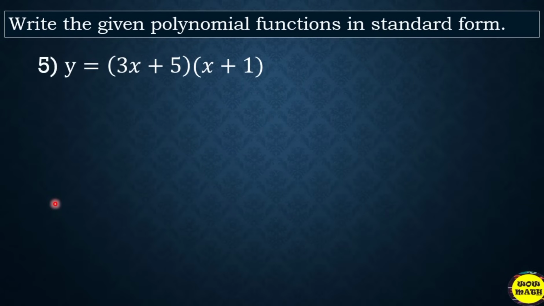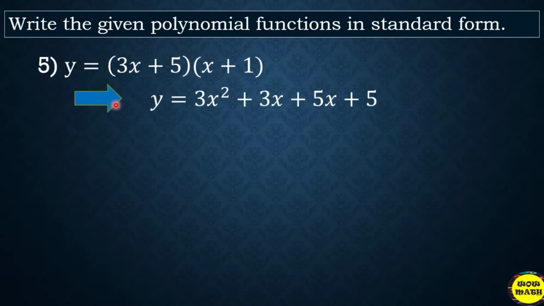Okay, I have here 3x plus 5 and then x plus 1. So, first step, multiply muna natin. 3x times x, 3x times 1. And then 5 times x, 5 times 1. So, you will get 3x squared plus 3x plus 5x plus 5. So, you will have 3x squared. So, combine natin ito. This is 8x. Okay, so this is 8x plus 5. Okay, so 3x squared plus 8x plus 5.